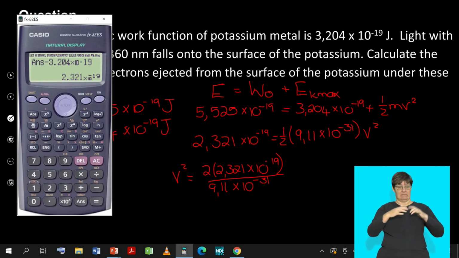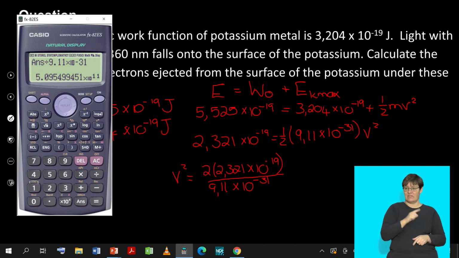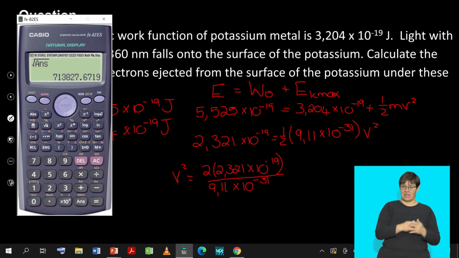Definitely cannot do this in my head. So there's the 2.321. I'm going to times that by 2. I'm now going to divide by 9.11 to the minus 31. And I get 5.095, but that's v squared. I need v on its own, so I'm going to square root that answer. Okay, now I get a big number.